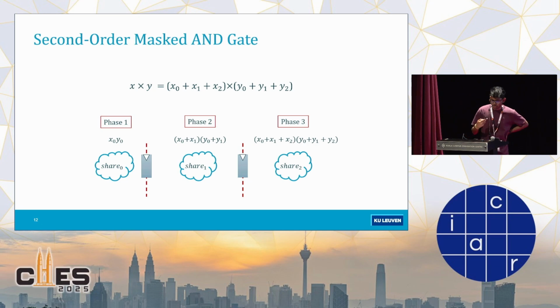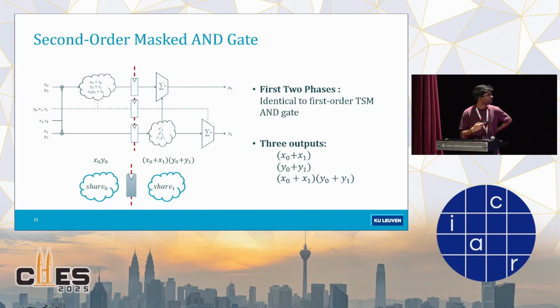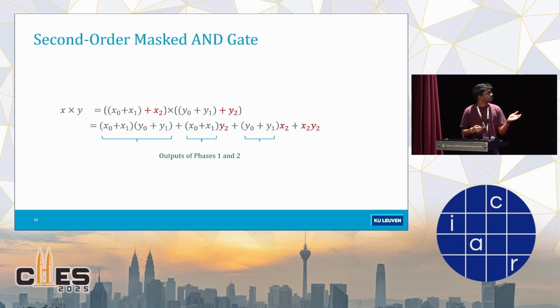So again, I will use another AND gate to explain how this works, because it's easy. The first two stages are similar to TSM, where you process the first, 0 and 1, shares of the inputs, X and Y, and then in the final cycle, you add the last share of X and Y. So the first two cycles are identical to TSM, but instead of one output, now you have 3 outputs. You have X0 plus X1, Y0 plus Y1, and X0 plus X1 times Y0 plus Y1, but they're all split into 2 shares each.